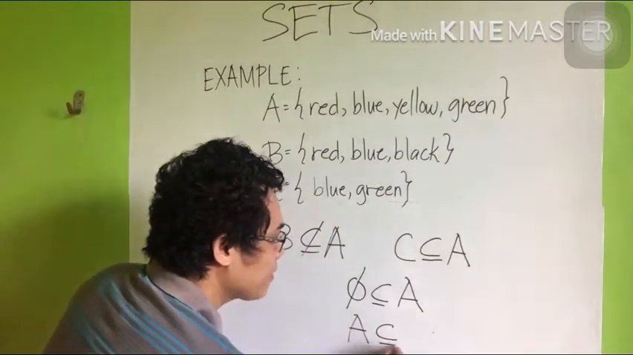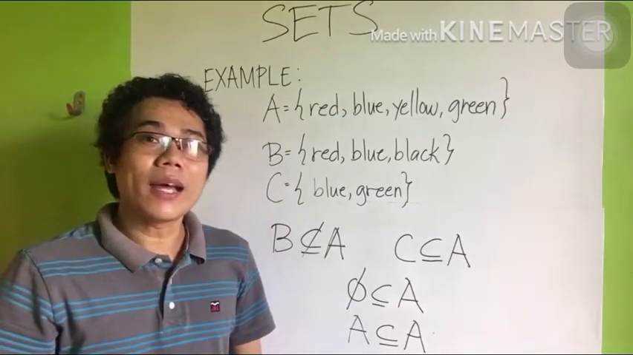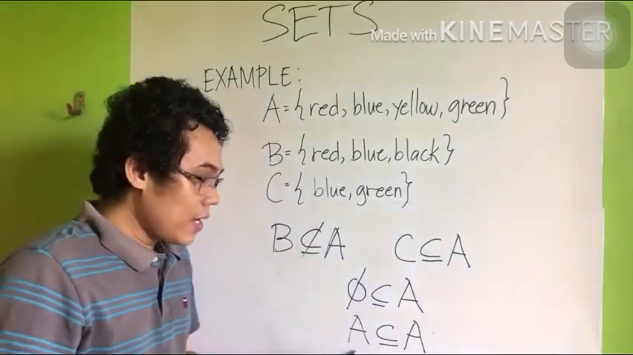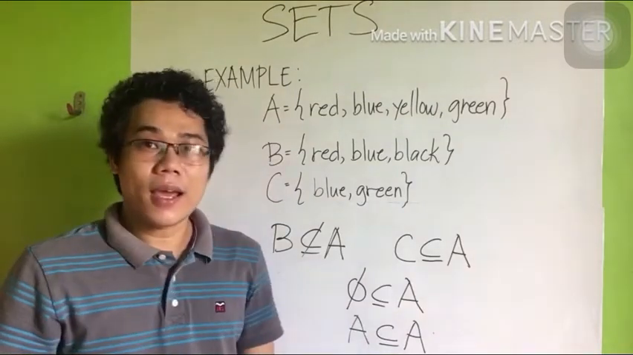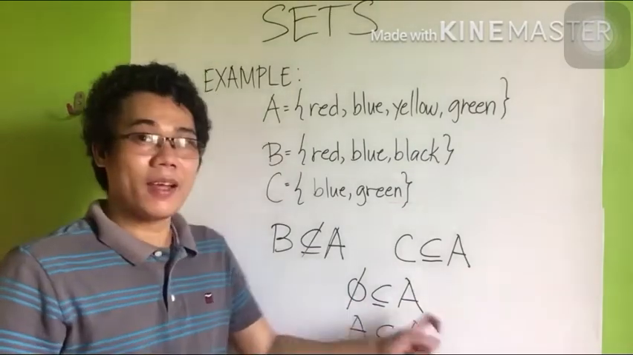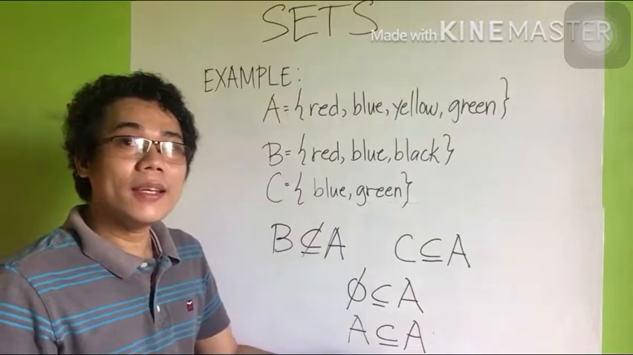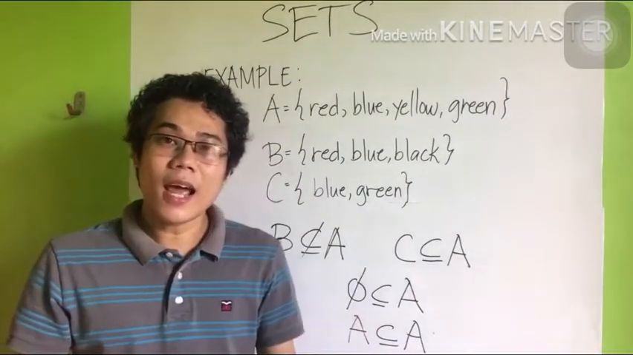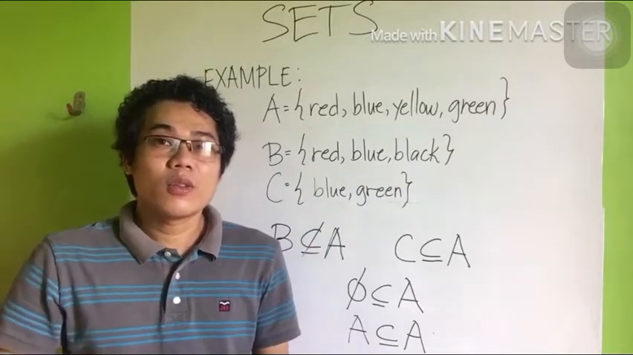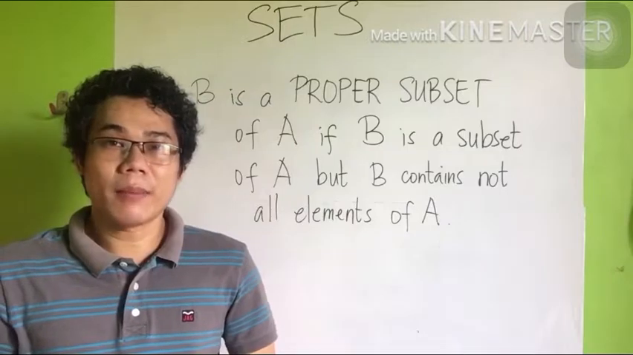Is A a subset of A. Kagaya ng ginawa natin sa empty, hahanap tayo ng elements in A na wala sa set A. And take note na lahat ng elements sa set A, syempre, nandoon sa set A din. So meaning, totoo ito. A is a subset of A. In general, a set is always a subset to itself. This time, let us define what is a proper subset.